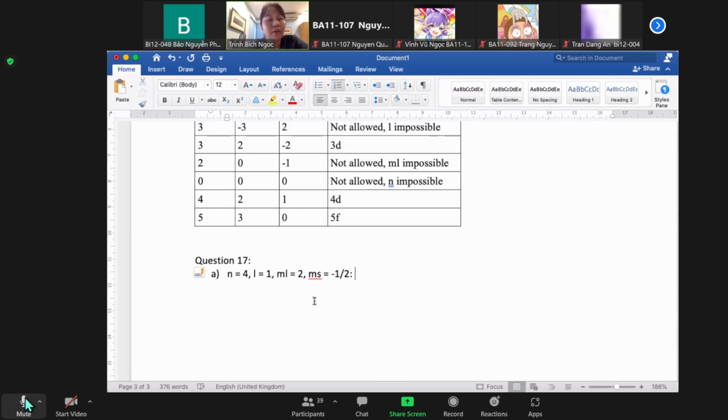According to you... Okay, so we have N equal to 4, L equal to 1, which is okay. But when L equals 1 and ML equals 2, is it possible or not? It is not valid, because the ML is impossible. The ML must be -1, 0 or 1 only. There are only three values, not 2 here, okay?